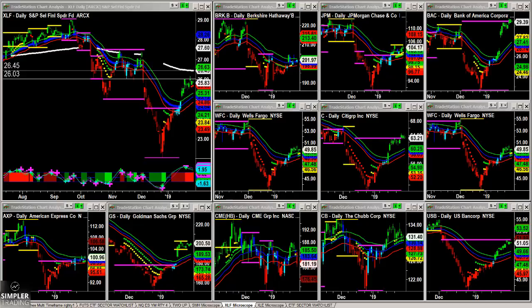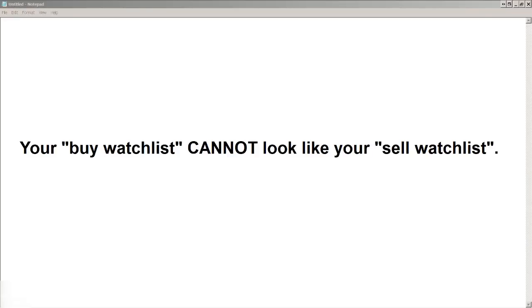If you want to get long, you want to focus on leaders to the upside, and if you want to short, you would focus on laggards. That would be great to the downside. And it really just emphasizes this truth that I think is really basic to how I look at watch list building. And that is this: your buy watch list cannot look like your sell watch list.